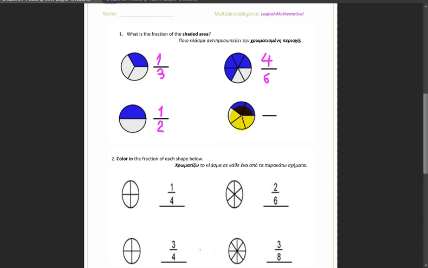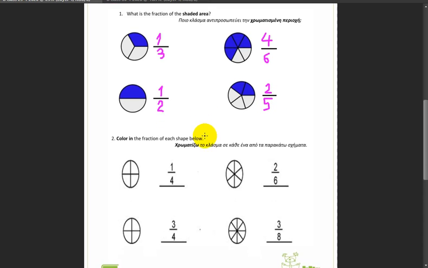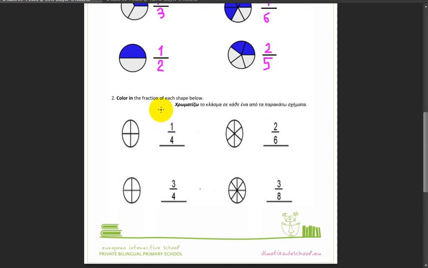Next up here we see 2 out of 5 pieces, so here it's going to be 2/5. Here it wants us to color in the fraction that is shown on the shape. So here it says 1/4, so it needs to be 1 out of 4 pieces.